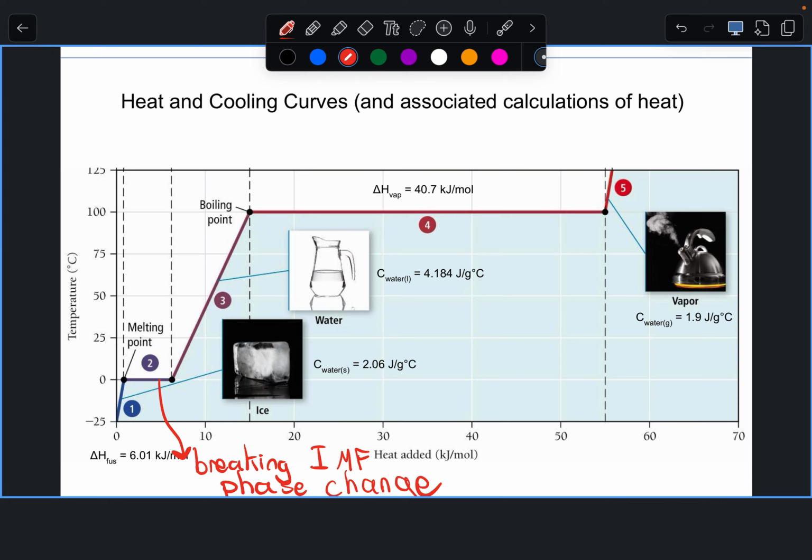Okay, and then the same thing will happen when we get to the boiling point. So you increase the temperature, you hit the boiling point temperature, the 100 degrees Celsius, and then any additional heat that's added in doesn't change the temperature at all. It goes to breaking the intermolecular forces and turning that into vapor phase water or steam.